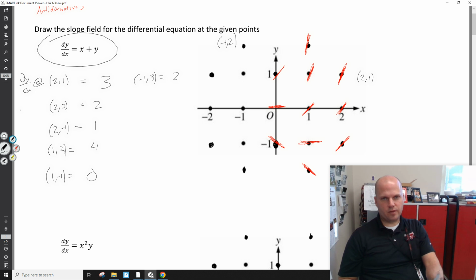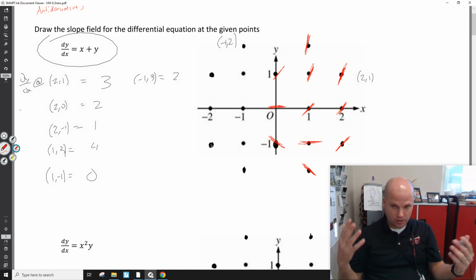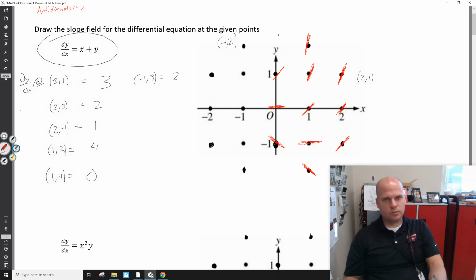It's important to keep track of everything. If you need to list off the points, do it. If you want to do it on the side, do it. If you think you can do it by eyeballing it, do it. Just get it right. This slope is 1. Negative 1, 1 will be 0. Negative 1, 0 is negative 1. Negative 1, -1 is negative 2. Negative 1, negative 2 is negative 3. Negative 2, 1 is going to be negative 1. Negative 2, 0 is negative 2. Negative 2, negative 1 is negative 3.